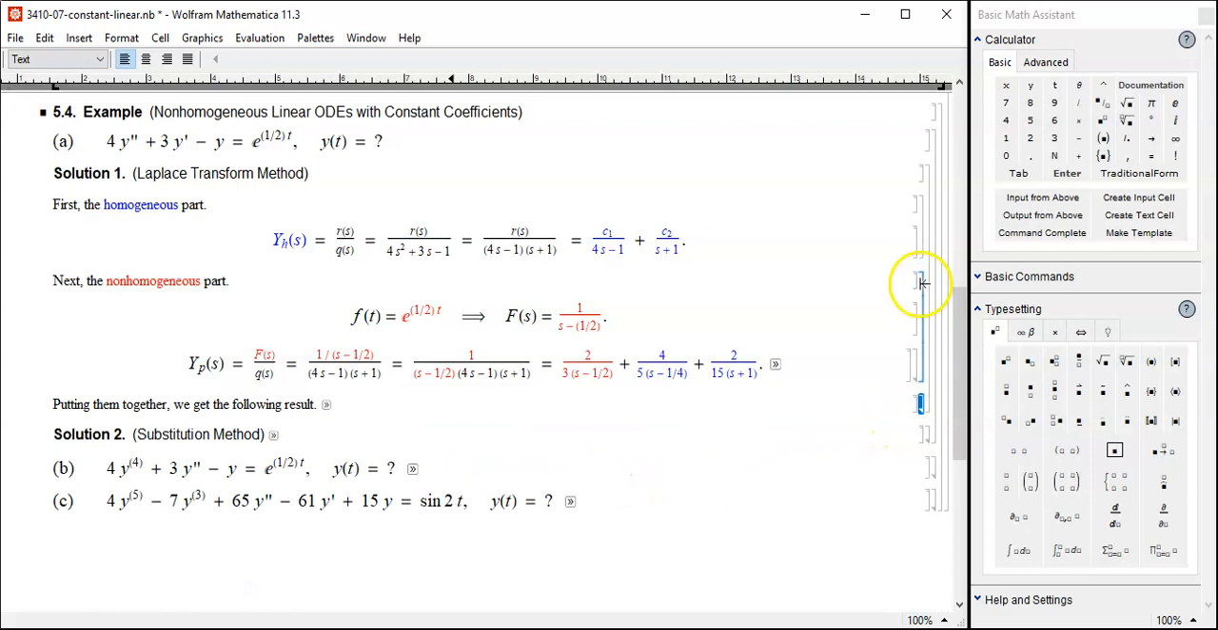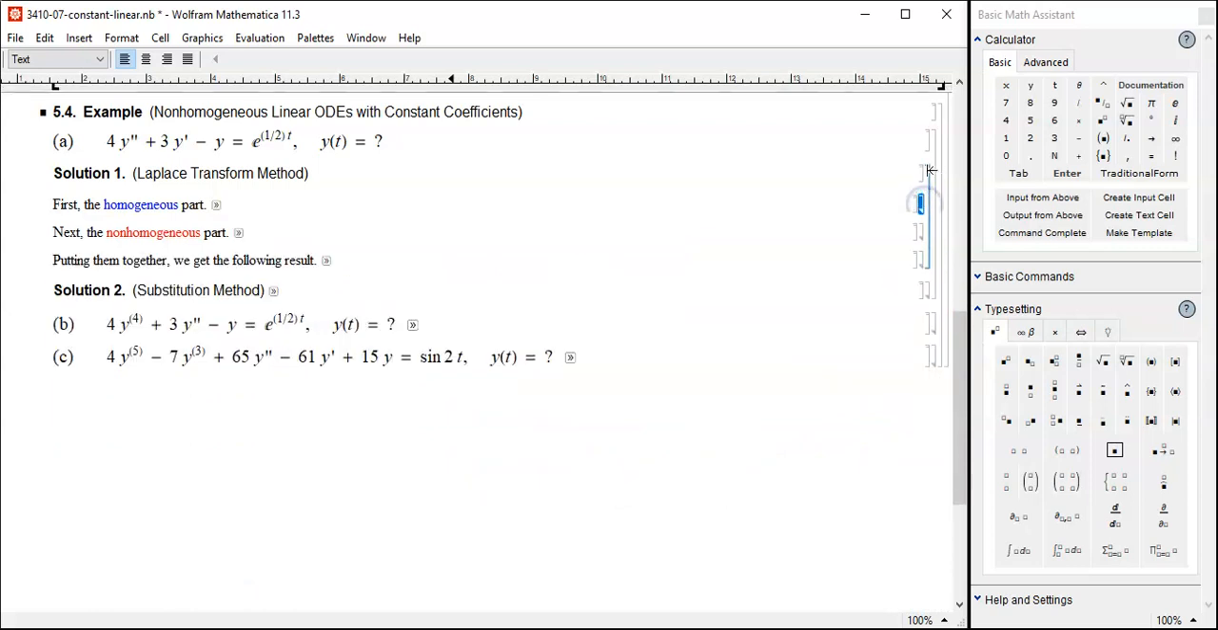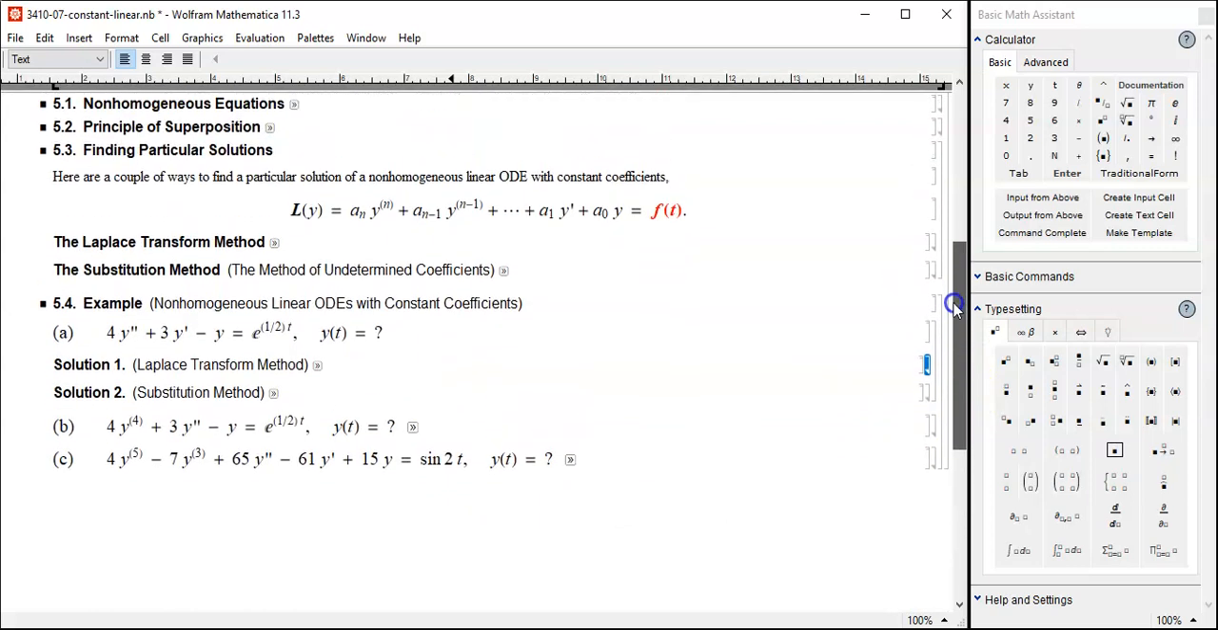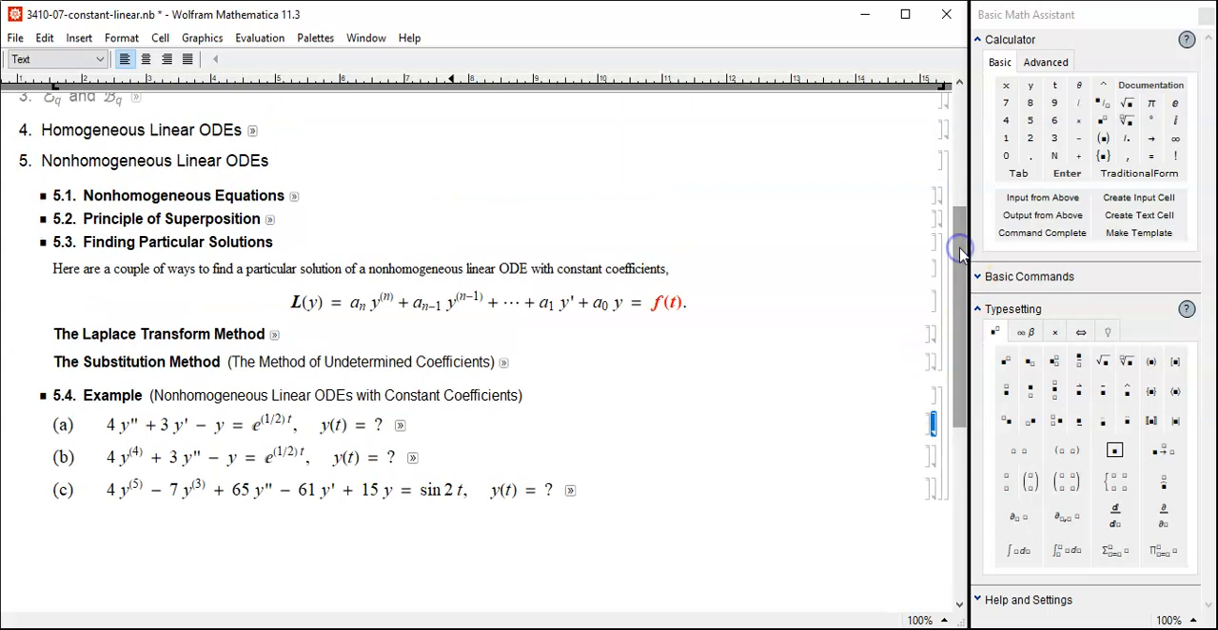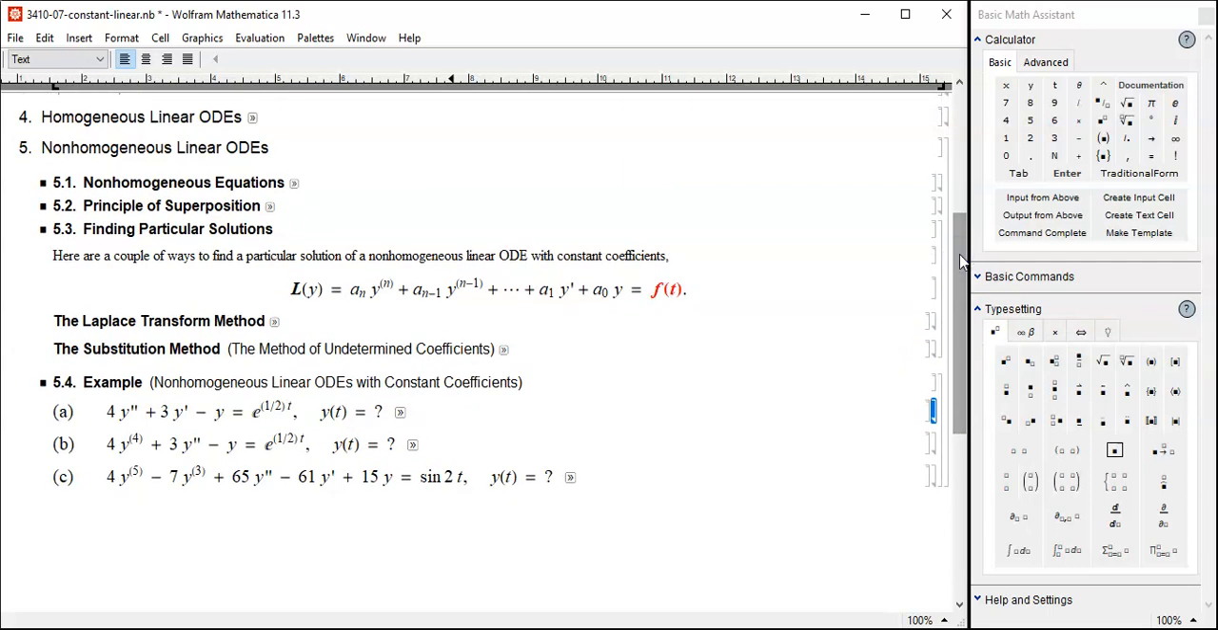Okay, the repetition of what we did in chapter 2, but also the repetition of what we did in chapter 3 as well, or lesson 6. Now, we went through the Laplace transform method. All right. Now let's talk about the substitution method.